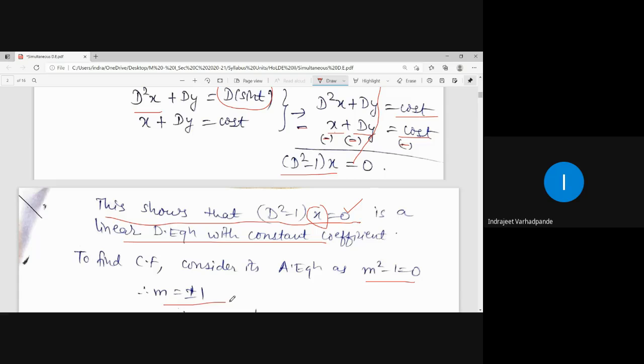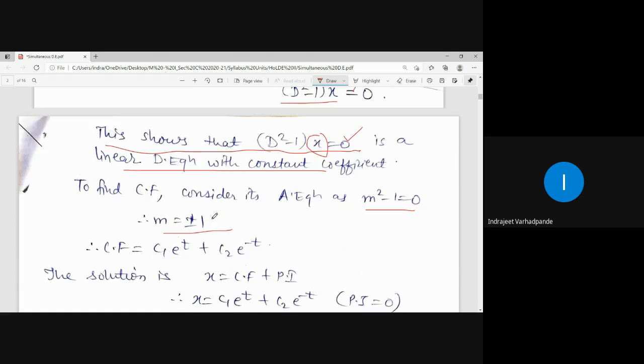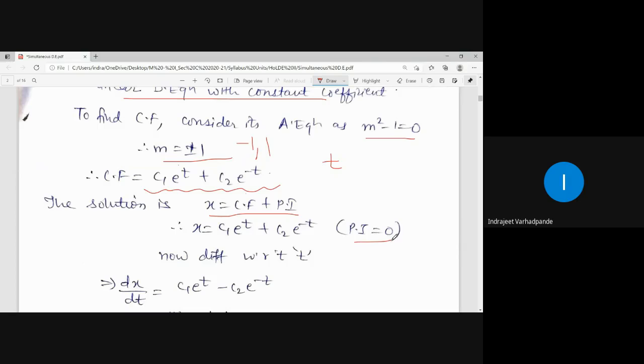M is equal to plus minus 1. So how are the roots over here? Real and unequal. As the independent variable is t, the solution will be written in the form of t. So how is CF written? CF is written as C1 e to the power t plus C2 e to the power minus t. So the solution is given by x is equal to CF plus PI. As the particular integral is 0, the solution will be x is equal to C1 e to the power t plus C2 e to the power minus t.